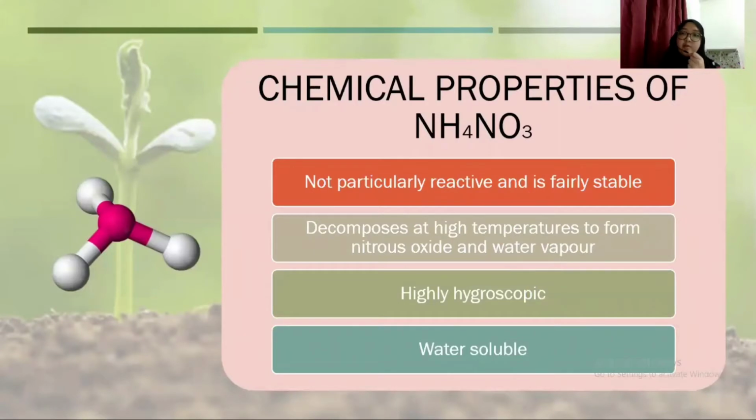Next is the chemical properties of ammonium nitrate. Ammonium nitrate is not particularly reactive and is fairly stable. It decomposes at high temperatures such as over 200 degrees Celsius to form nitrous oxide and water vapor. Ammonium nitrate is also highly hygroscopic, meaning that it readily absorbs water from the atmosphere and clumps up. It is also water soluble.